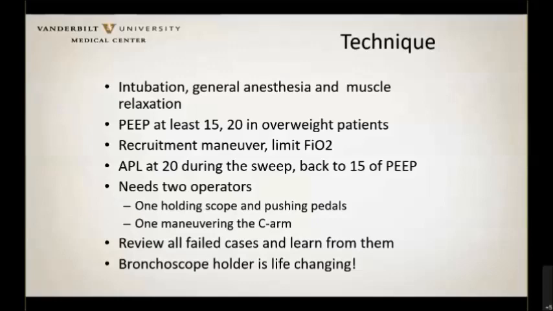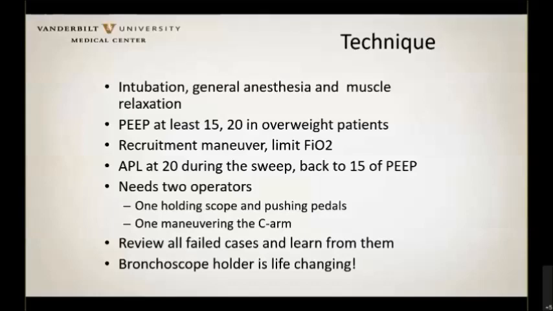We had a lot of back and forth initially to try to find the right strategy. APL at 20 during the sweep seems to be the best case scenario. We've really integrated this technology into our practice, and doing fluoroscopic navigation now is really a natural thing that we don't think twice about, and most of our CRNAs are very comfortable with the procedure.